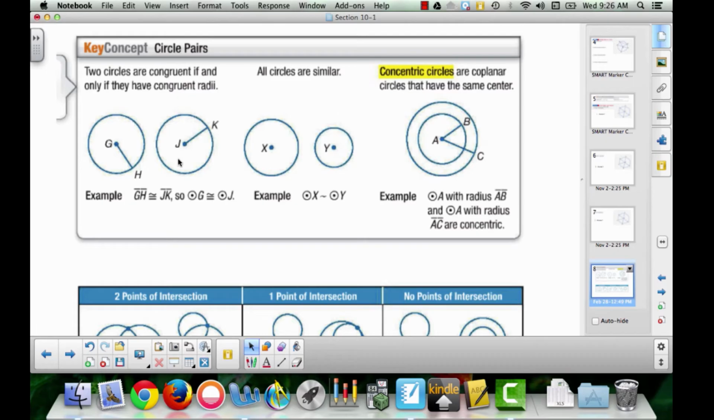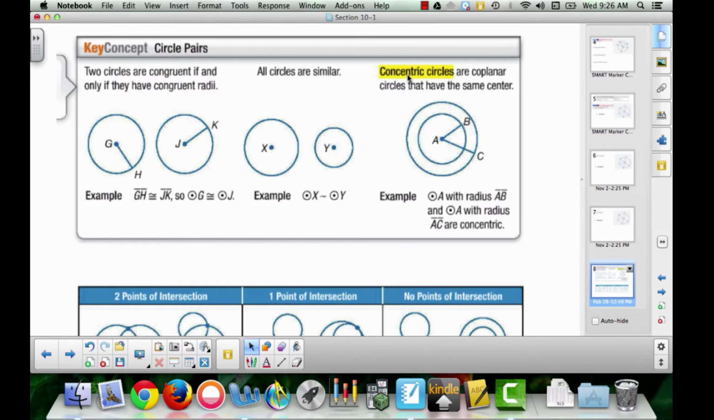Two circles are congruent to each other if their radii are congruent. All measurements of circles, whether the length of the diameter, the circumference of the circle, area of the circle, all measurements of circles are based on the radius. So that's the only thing between two circles that needs to be congruent in order to know the circles are congruent. All circles are similar since they're all only based on one measurement.